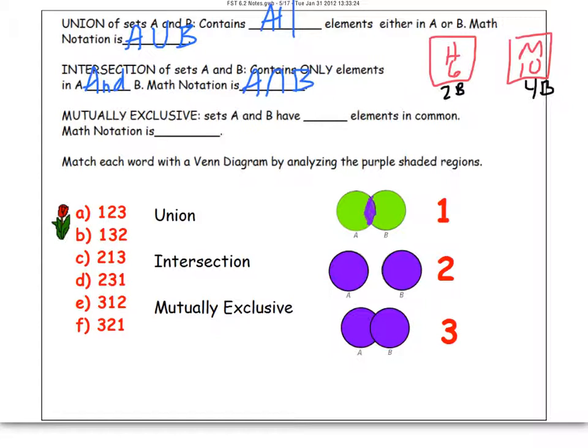Now, mutually exclusive means that sets A and B have no elements in common. The math notation for that says A intersects B equals a 0 with a slash through it, which means an empty set. It equals nothing.